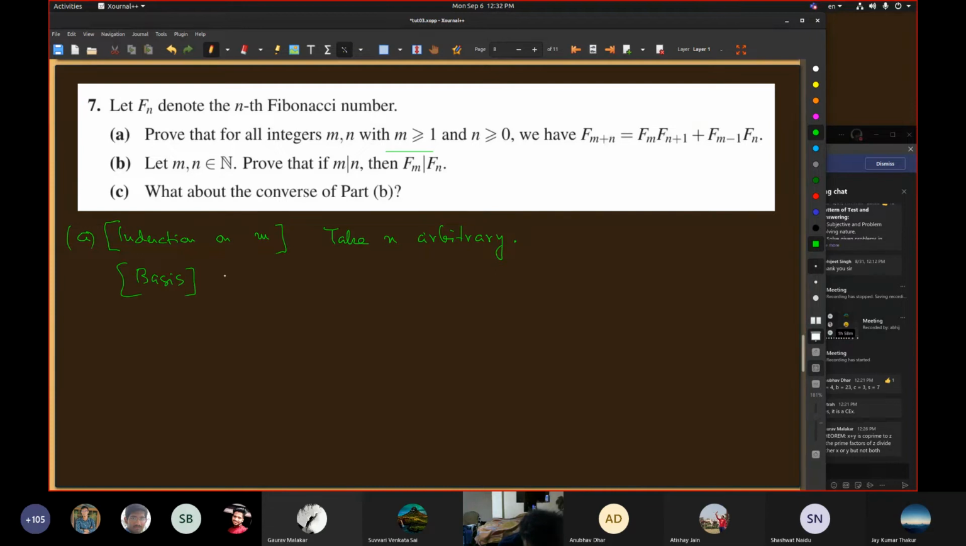See that M starts from 1. So M equal to 1. So plug in, this is F of 1 plus N. Now whatever N you take, any N greater than or equal to 0, it doesn't matter, I can write it as Fn plus 1 times F1 plus F0 times Fn. Fn plus 1 and Fn are both defined for any arbitrary N greater than or equal to 0. Happy or not?